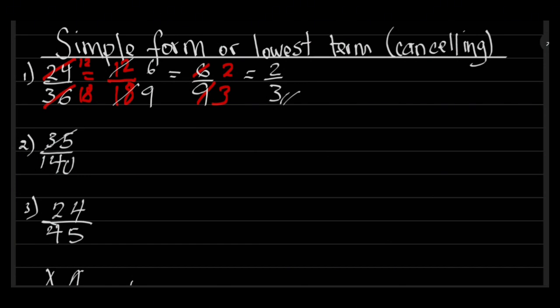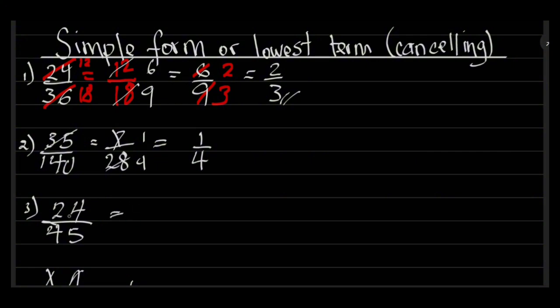So 5 would go into 35 7 times. 5 into 28... Can we still cancel out? Of course. 7 will go into itself once. 7 into 28 would be 4. So the lowest term we have here is 1 on 4.